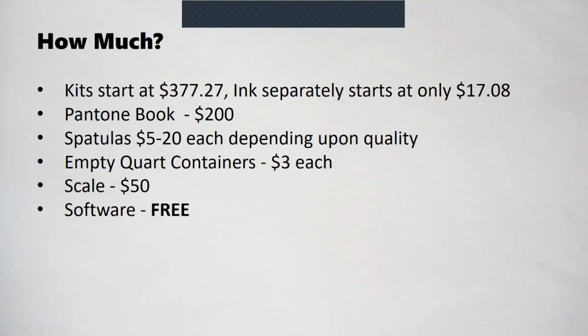So yeah, the kit prices, $377.27 they start at, with ink starting at $17.08 for pints. Pantone books, you can get a set of those for about $200. Spatulas on average range from like $5 to $20, depending on if they're stainless or plastic and what size. Quart containers on average you're looking at like $3 each. Scales are about $50, and software, like I mentioned, free. So when you add that all up, relatively inexpensive add-on to your shop.